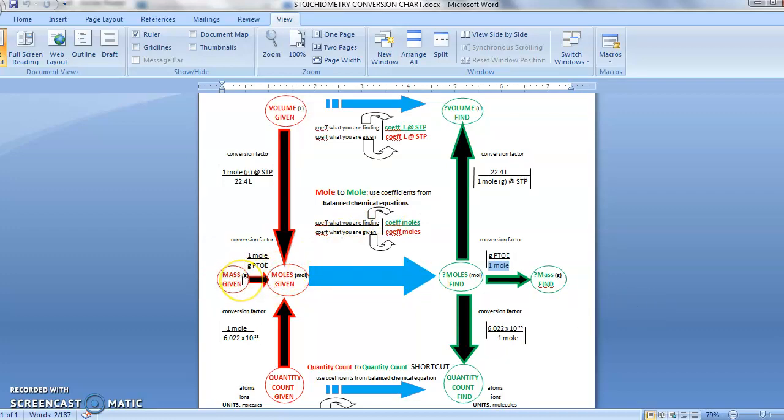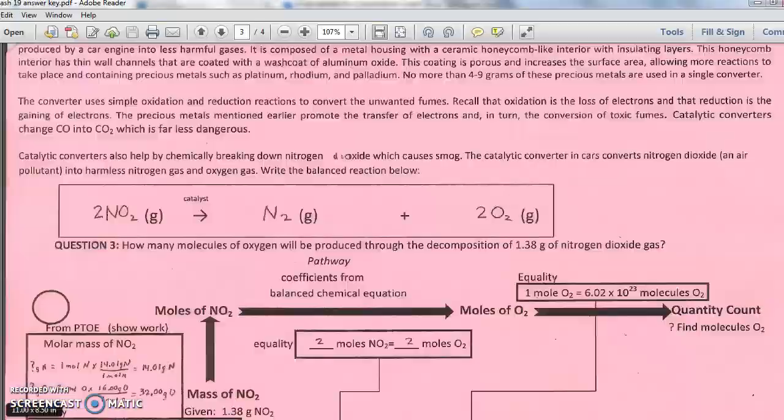We already learned to go mass of one thing, use a chemical equation to bridge the gap from moles to find mass of something else. In 9-19, we're learning to go other places, somewhere on this side to somewhere on this side. On this chart, the given is in red. The thing we're trying to find is in green. And let's take a look at problem number 3.